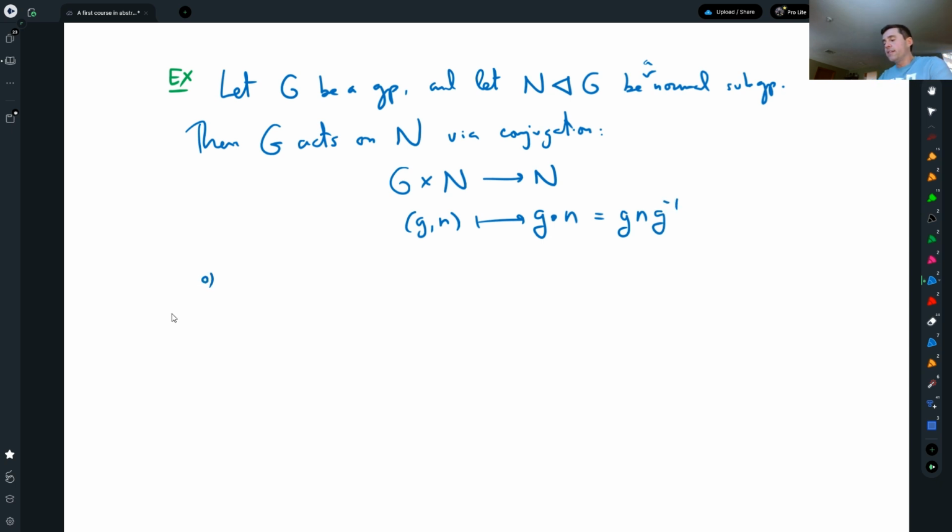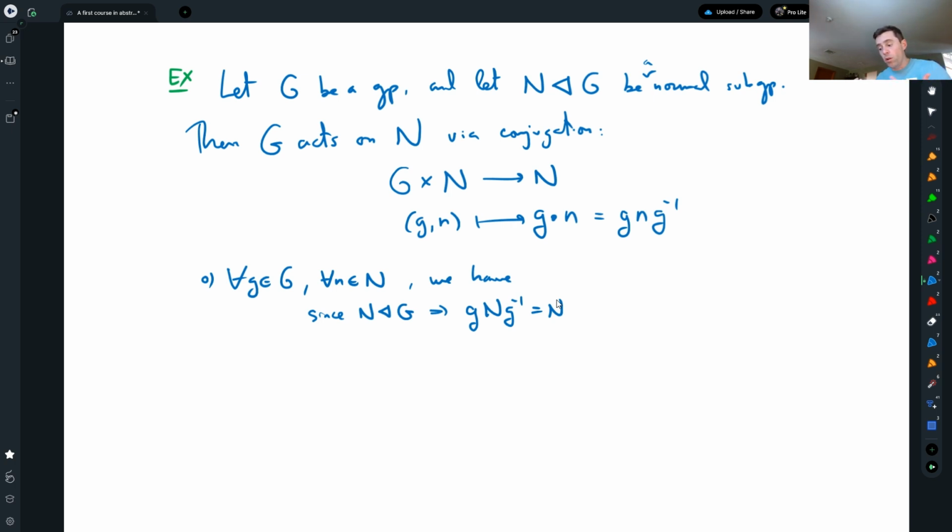First of all, is this an element of N? So for all g in G and for all n in the normal subgroup, since N is normal in G, we know that g n g inverse is in N by one of the conditions that were equivalent to being normal. It doesn't have to be little n, it is in capital N. So it is well defined. The map sends something in G and something in N to something that is in N, which is this conjugation.